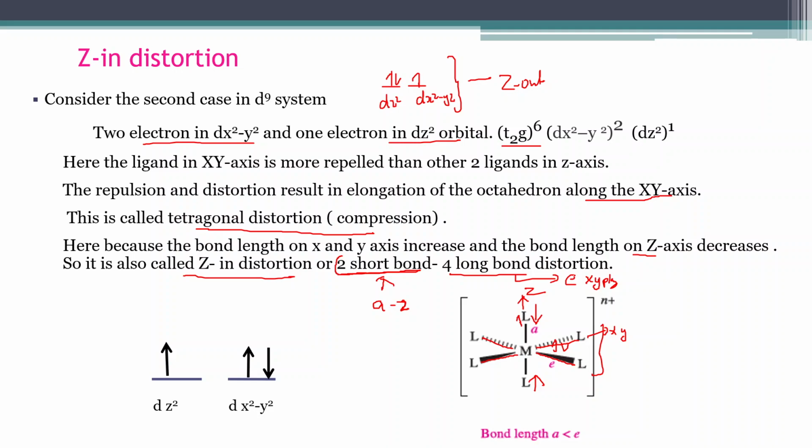And when it comes to stability, Z out is more stable because Z out has four short bonds and two long bonds, compared to Z in, which has only two short bonds and four long bonds. These four long bonds make Z in somewhat less stable than Z out.